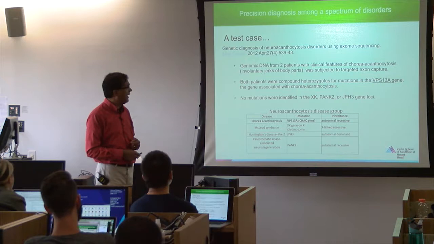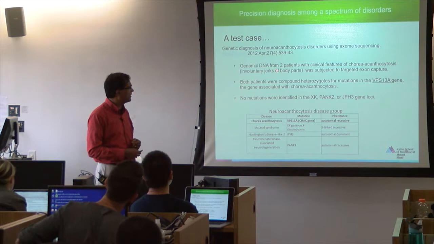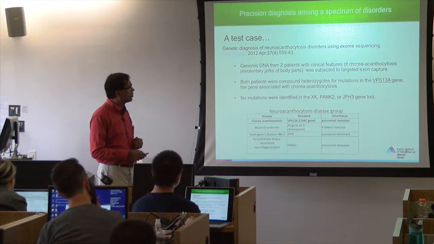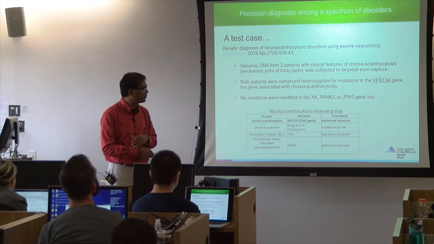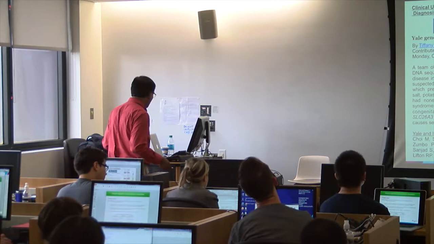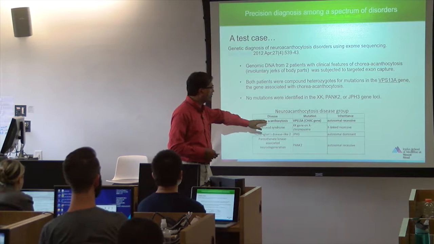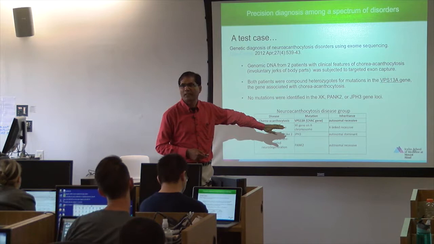We took this case: there were two patients who had clinically advanced stages, and they were diagnosed as having chorea-acanthocytosis. This is one of the several diseases which fall under these motor diseases. We selected these two patients who were clinically diagnosed. When we sequenced the two patients, the entire exome, they were found to have compound heterozygote mutations only in the gene associated with chorea-acanthocytosis. Not in other genes.